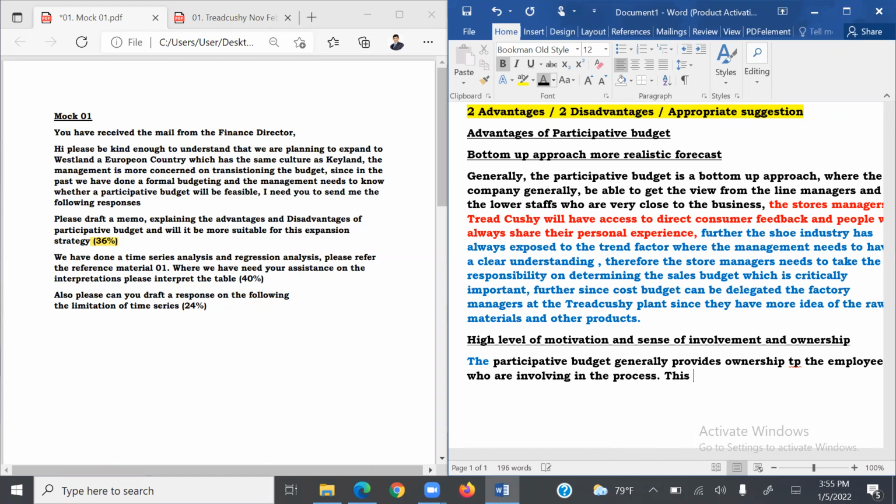This facilitates team spirit, and also goal congruence. Team spirit and goal congruence. Just keep that in mind, students. This is critically important, students.